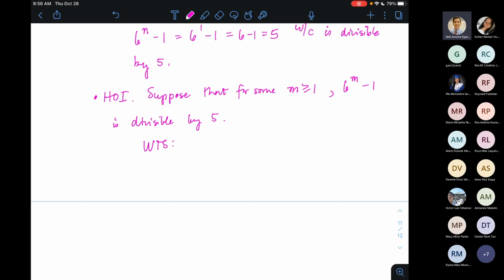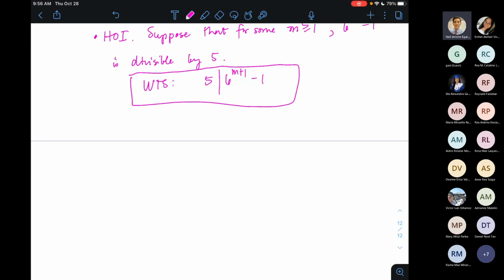What's my goal? We want to show that 6 to the power of m plus 1 minus 1 is also divisible by 5. Okay, so 6 to the power m plus 1 minus 1 is divisible by 5. Or, using the new symbol we learned last time, 5 should divide 6 to the power m plus 1 minus 1. Now, we will show this using the hypothesis of induction, all right?